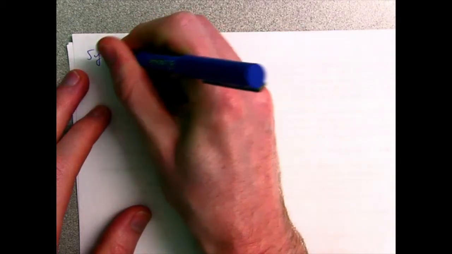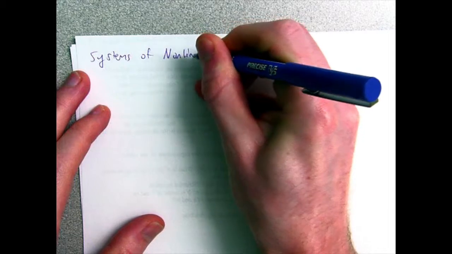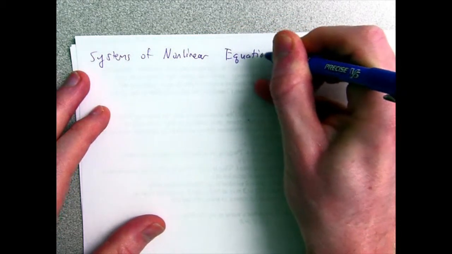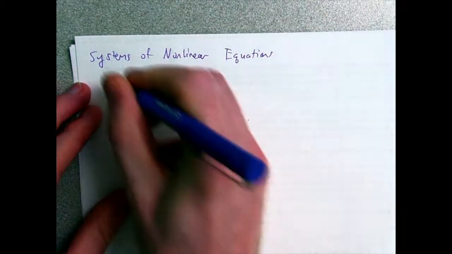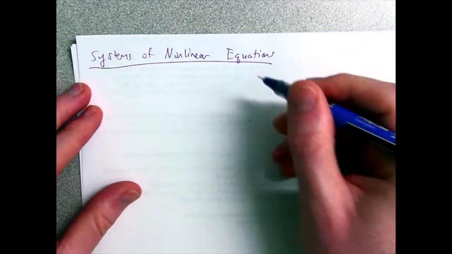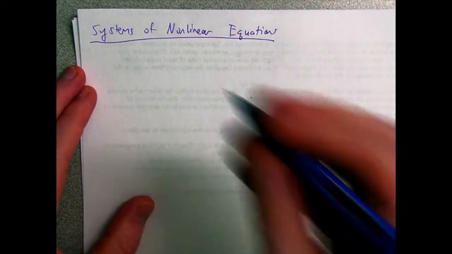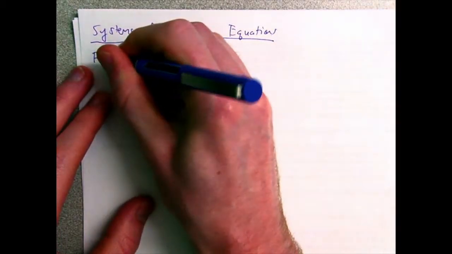Today we're going to talk about systems of nonlinear equations. This is a little bit of a detour from conic sections. I will motivate it with a conic section example, but it's not directly related to conic sections. So let's start with an example.